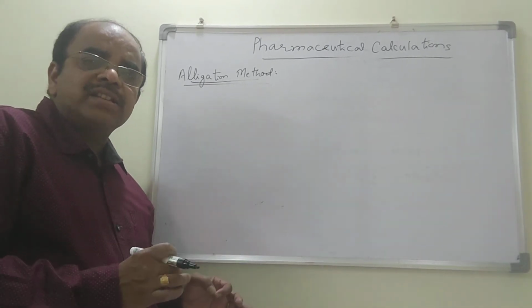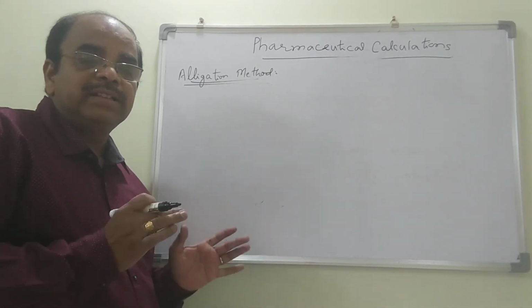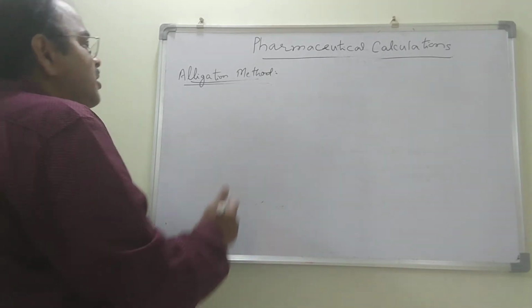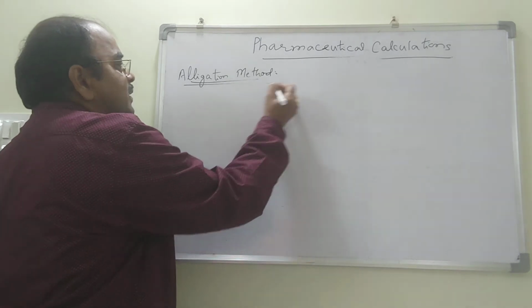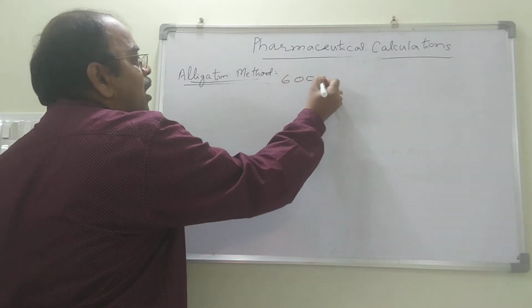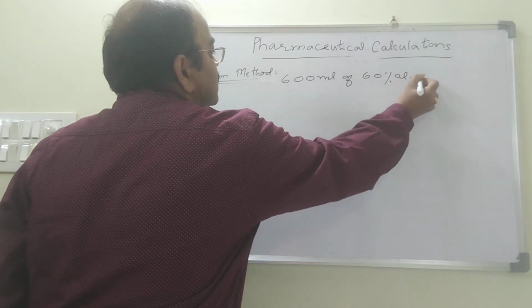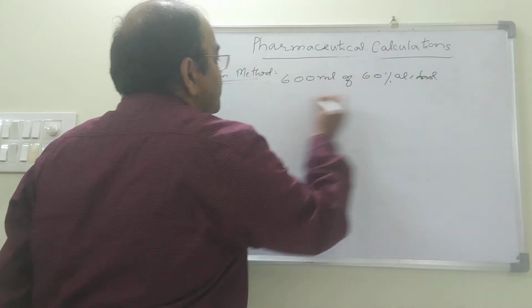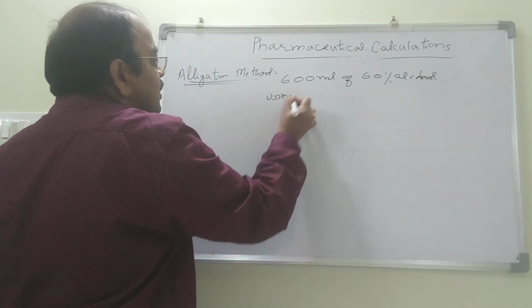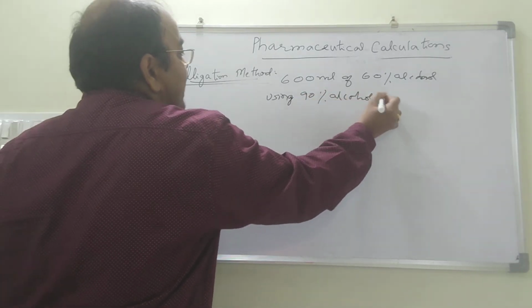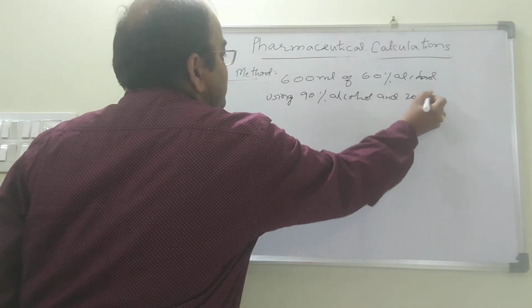We'll do the same fashion, one more problem in the alligation method. Same problem, altered in a slight fashion. How do you prepare 600 ml of 60% alcohol using 90% alcohol and 20% alcohol?